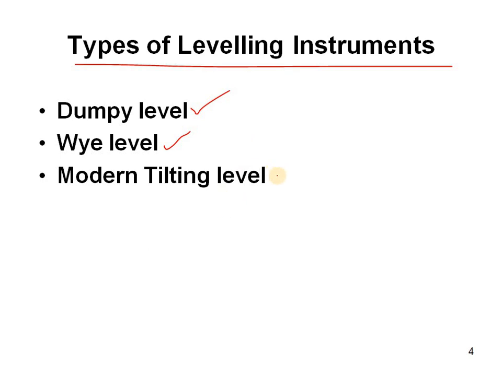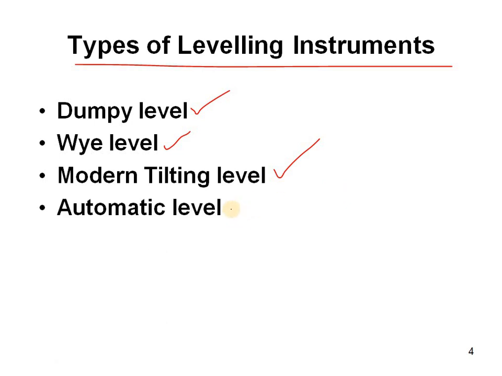Another one is the modern tilting level. As the name itself says, tilting means there is a tilting movement, that is up and down. Nowadays this instrument is used very little.